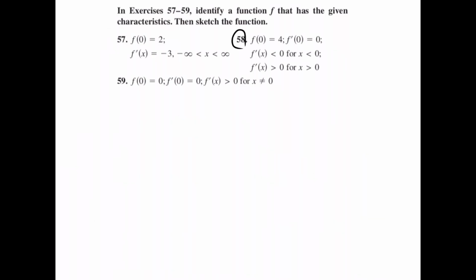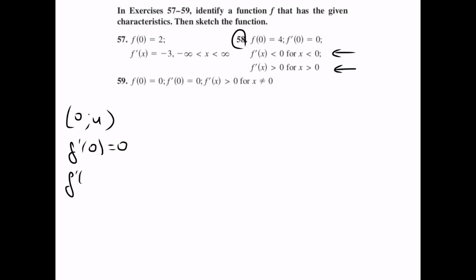So we want to find the function that passes through the point (0, 4). We also know that for its derivative, f dash of 0 is 0, f dash of x is negative where x is negative, and the derivative is positive where x is positive. The first derivative at a point represents the slope of the tangent at that point, or in other words, the slope of the function at a given point.